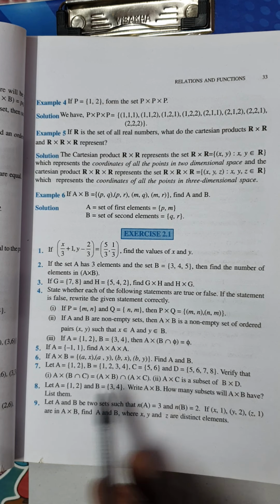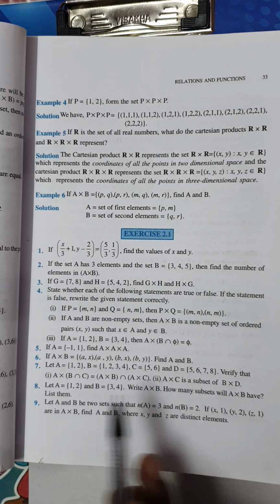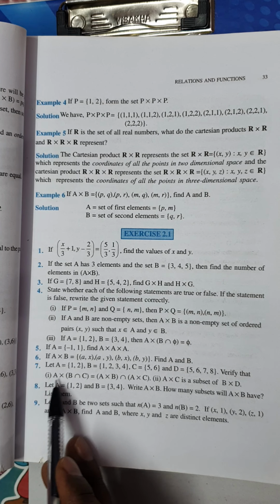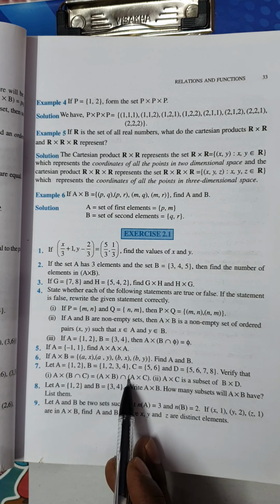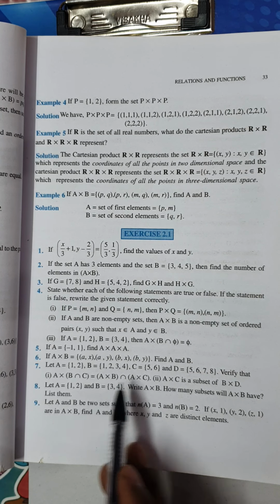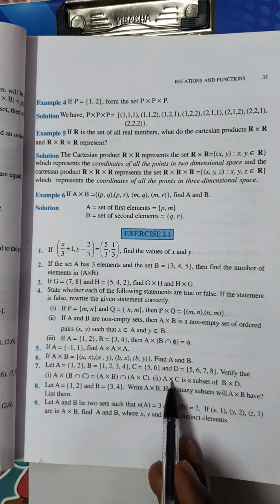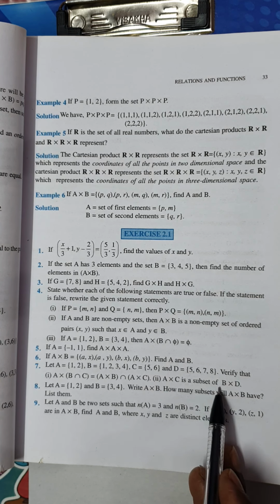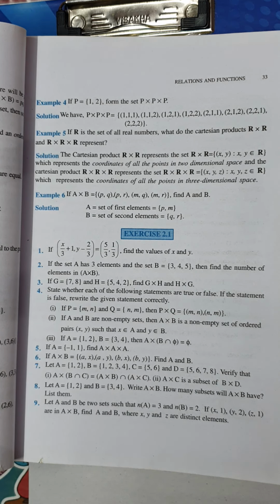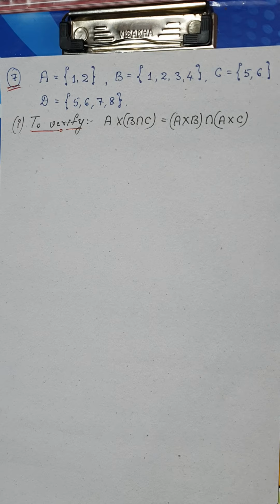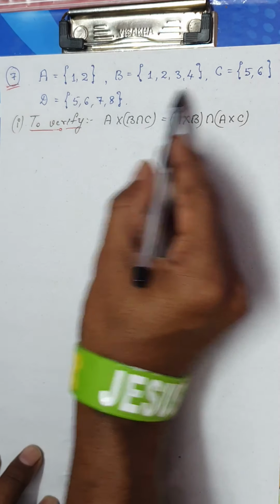We have to verify that two conditions are given. First one is I have to show A cross (B intersection C) is (A cross B) intersection (A cross C), the distributive property. The second one I have to show is A cross C is a subset of B cross D. Okay, let us verify one by one. First let us note down the data and then verify. So I have written down the data in detail. Set A, B, C and D.